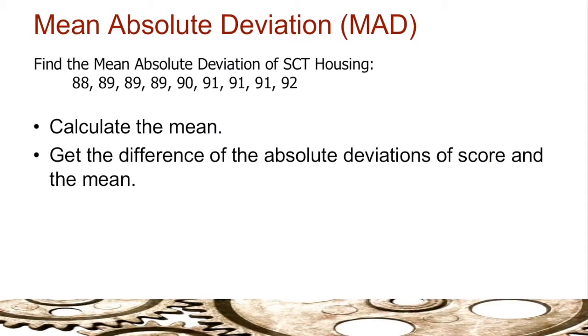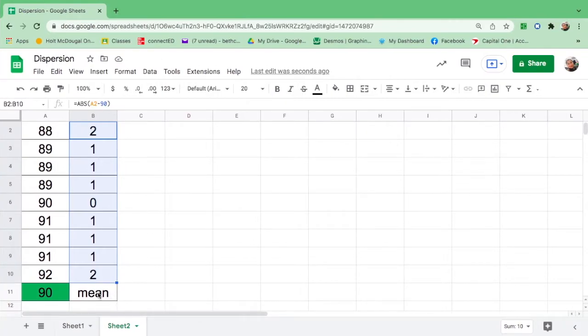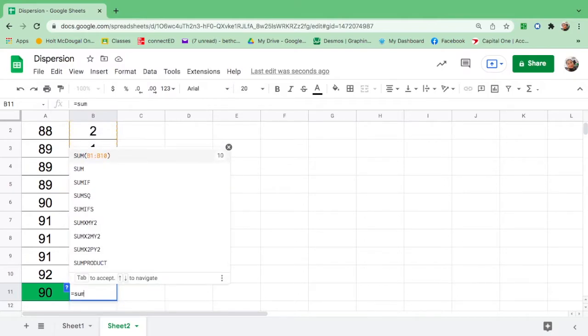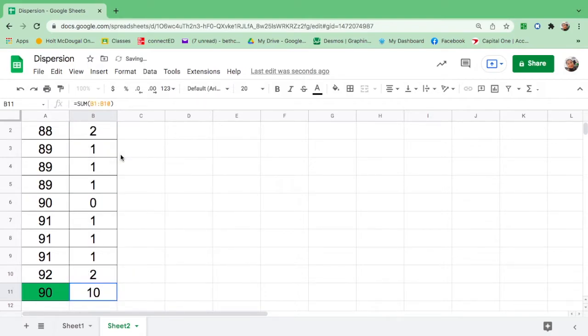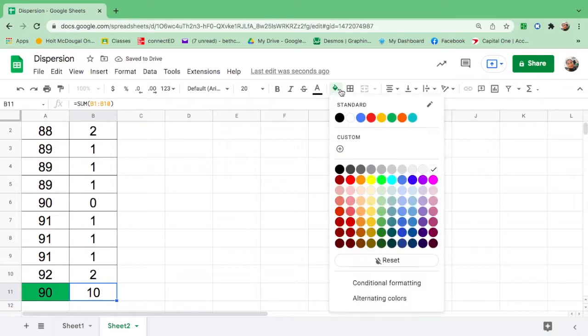Then the next step is to add those deviations together. So let's take this. To find the sum, equal sign, type sum, then there is a suggested formula here. Click it, and you got 10. 10 is the total sum of the absolute deviations.